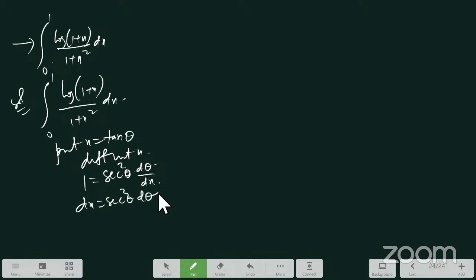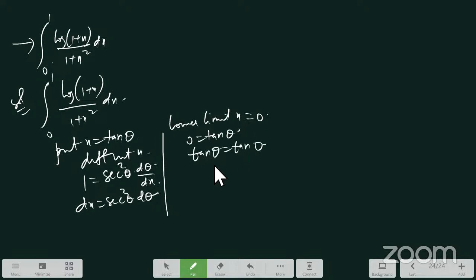Is it clear? Next, change the limits also. So lower limit. What is the lower limit? X is 0. Means 0 equal to tan theta. Then tan theta equal to 0 is tan 0 only. Then theta equal to 0 degrees. Next, upper limit. Is it clear?